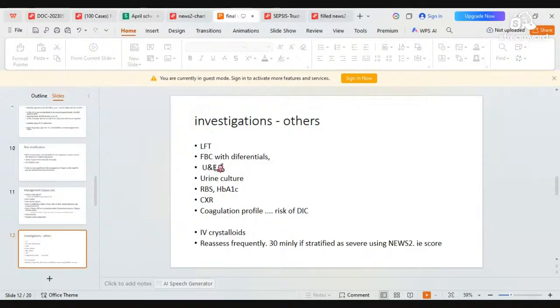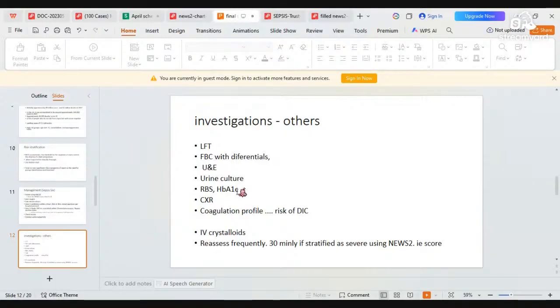You want to do your urea and creatinine for this patient, and electrolytes as well. You want to monitor the liver function for this patient. You want to do your full blood count with differentials as well. One important thing about full blood count with differentials, apart from the fact that it gives you a picture of what's going on in terms of the infection, is that it also can tell you about the patient's platelets. And remember that in sepsis, DIC can be a complication, and we all know what DIC is.